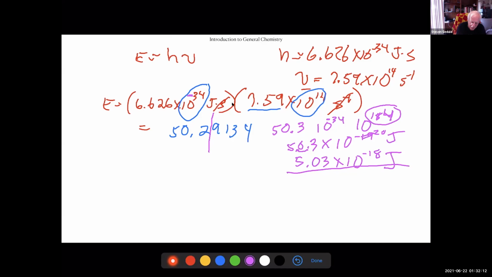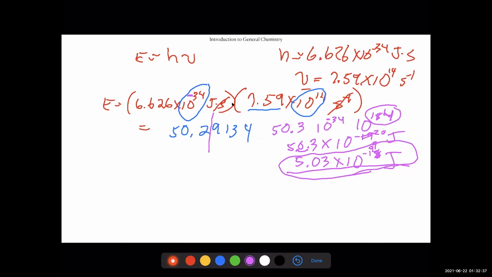Okay, because you got minus 34 plus 14 is negative 20. Okay? And then we move this decimal point 1 place smaller, make this one 1 place bigger. So minus 20 becomes minus 19. So it's 5.03 times 10 to the minus 19. Okay, does that make sense now? Yeah. All right, perfect. So that's how you do it with frequency.